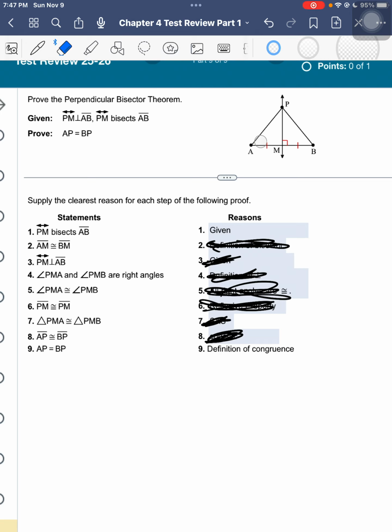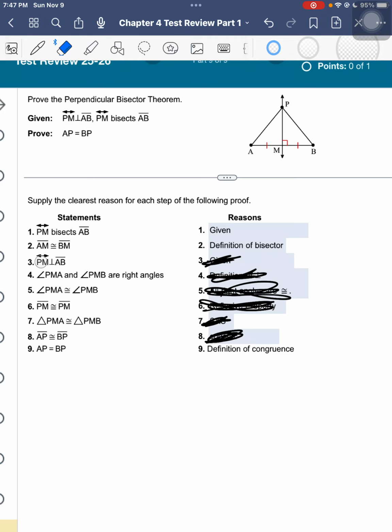Now, AM is congruent to BM. So where's AM? AM is over here. AM and BM are equal. How do I know that they're equal? Well, I know that they're equal because this PM is bisecting them. So if segment AM and segment BM are congruent, then something had to have bisected segment AB, this whole segment. So definition of bisector.